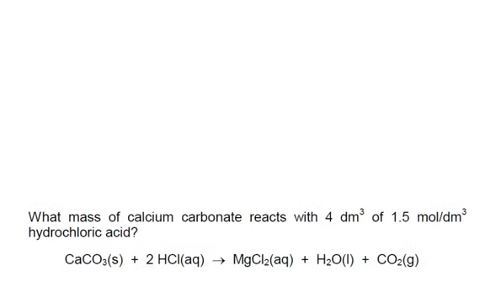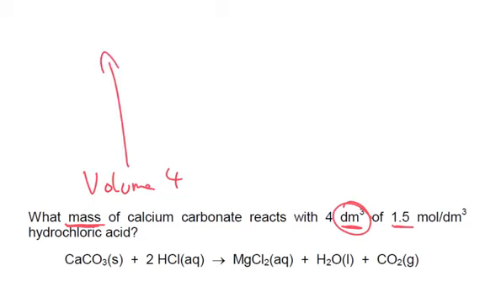Okay, here we go again. What mass of calcium carbonate reacts with 4 decimeters cubed of 1.5 moles per decimeter cubed hydrochloric acid? So again, we're going to start off with volume, and our volume is 4. Remember, this time we don't need to convert, they've given us it already. So 4, and then how many moles are we going to have? So 4 times by 1.5 is 6 moles.